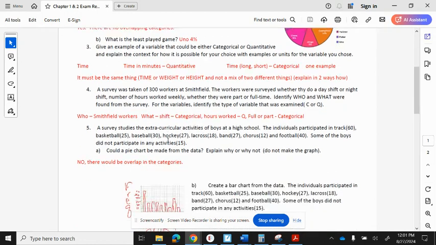Number 4, a survey was taken, and it says identify the who and the what, and if it's quantitative, give the units. So who are Smithfield workers? What? Well, shift, which is categorical. Hours worked, which is quantitative, which would be in hours. Full or part-time, which is categorical.